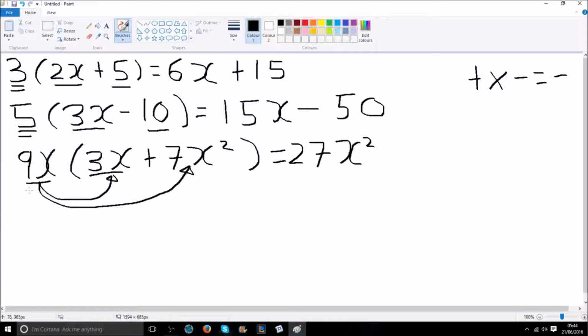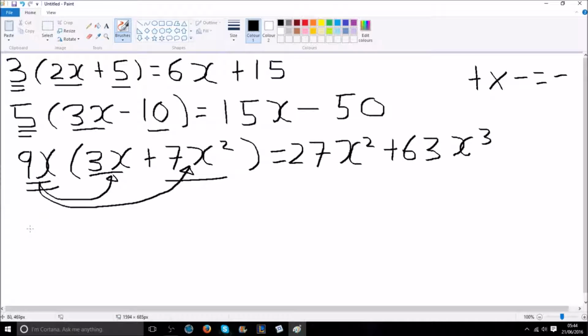Afterwards, we do 9x again times 7x squared. Now, before we do the letters, we first have to multiply the numbers. So we need to do 9 times plus 7. Now, 9 times plus 7 is plus 63. And then we know that x times x squared is x cubed, so we write x cubed. And that's the last question.